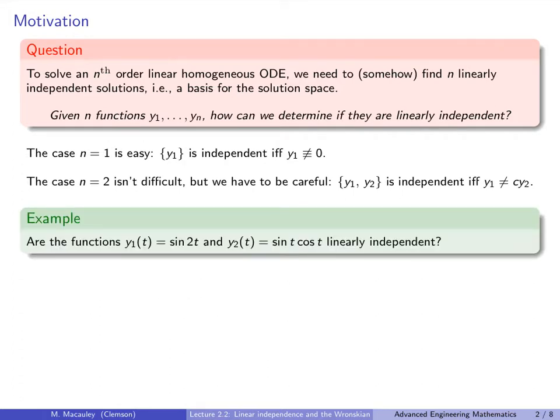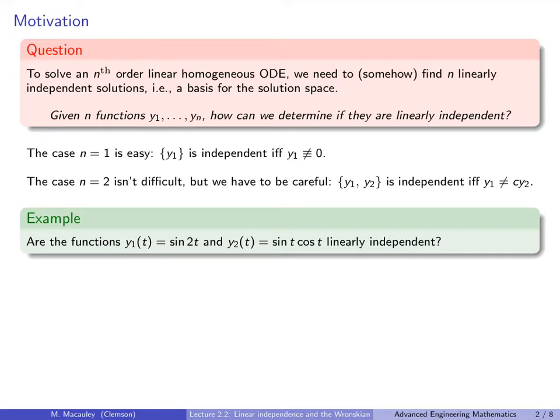Now, even though this case is easy, these are linearly independent if and only if one is not a scalar multiple of the other, I did say you have to be careful, and let's see why that is. So I'll answer that question with a question. Are the following functions linearly independent? Sine of 2t and sine of t cosine of t.